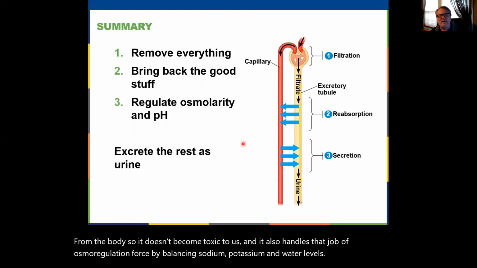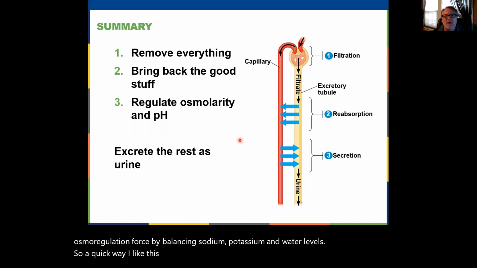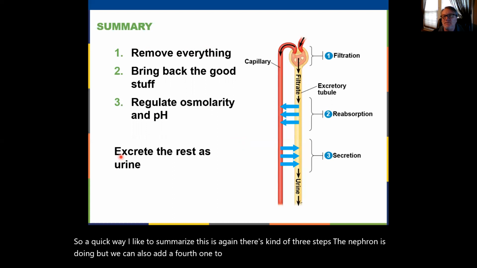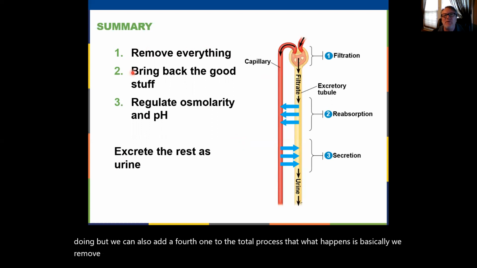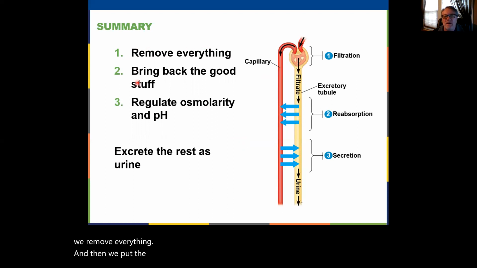So a quick way I like to summarize this is, there are three steps the nephron is doing, but we can also add a fourth one to the total process. Basically we remove everything, and then we put the good stuff back. We regulate osmolarity and the pH, and then what's left we excrete as urine. So that would be the fourth step.